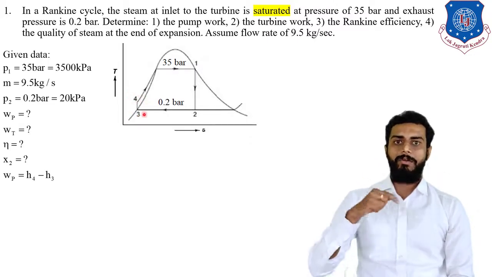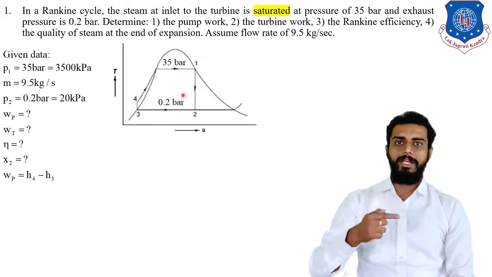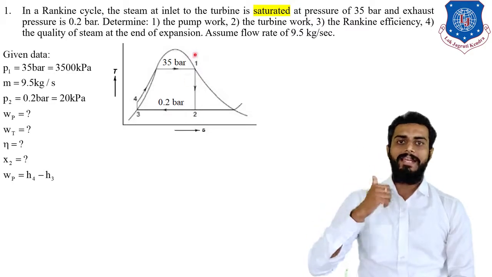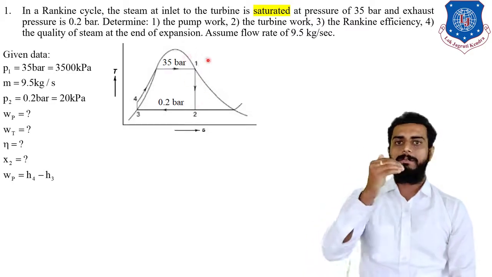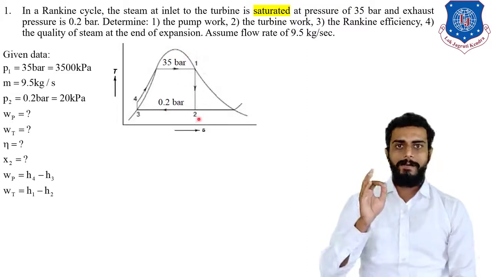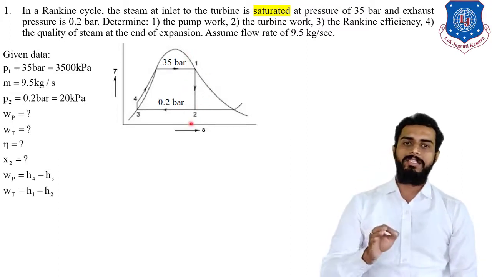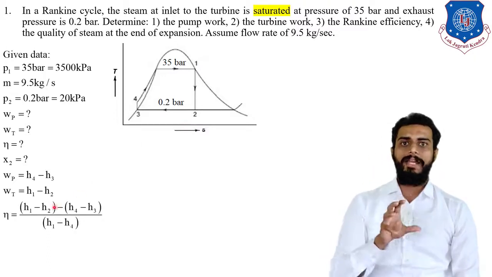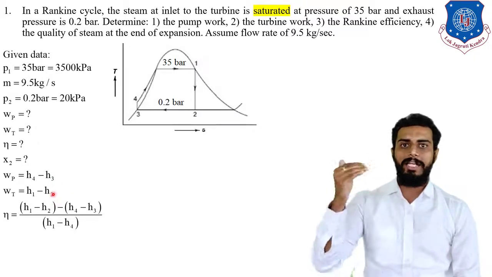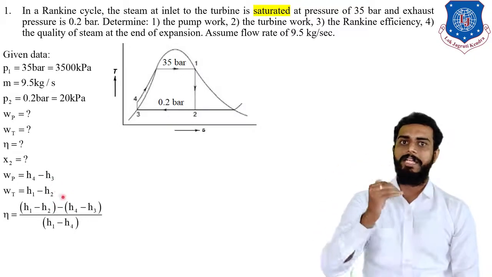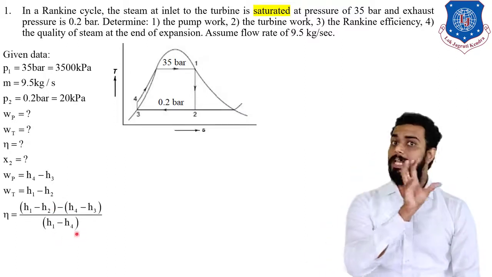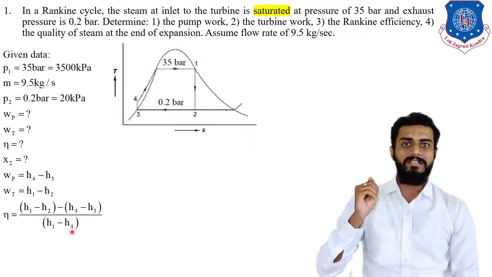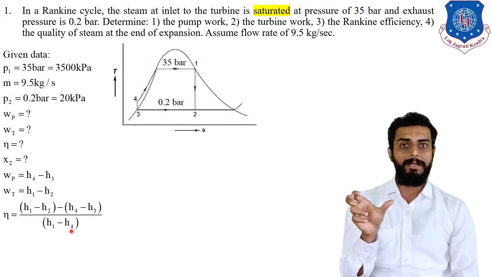Next, what are we supposed to find out? Turbine work. For that we have the equation: turbine work is H1 minus H2, because the turbine is situated between point number 1 and 2, right? Clear? Next is what? Efficiency. You know that efficiency is equal to net work divided by heat supply. So net work is equal to turbine work minus pump work, divided by heat supply. Now turbine work and pump work are already written over here, right? We have already discussed that in the previous discussion. So you simply substitute the values of turbine work and pump work.